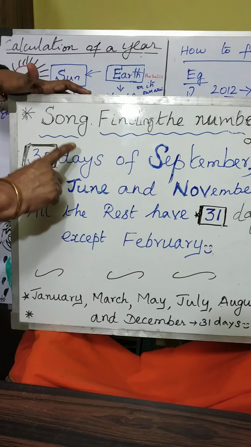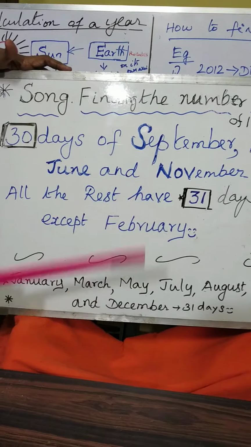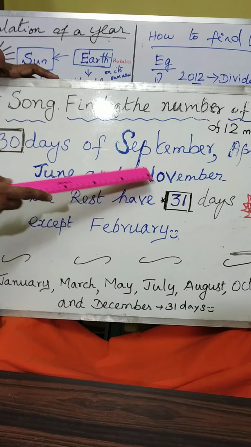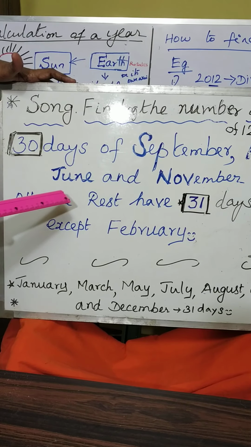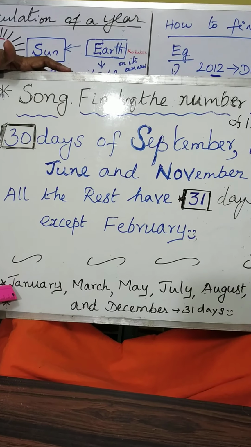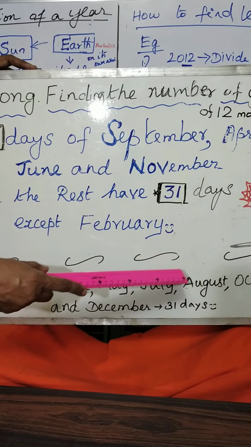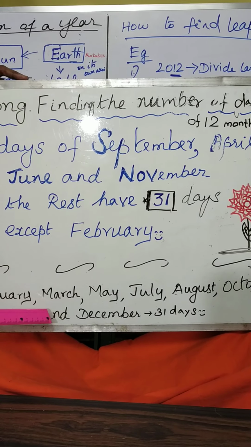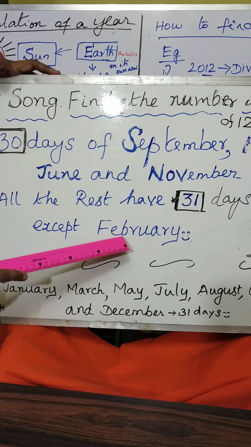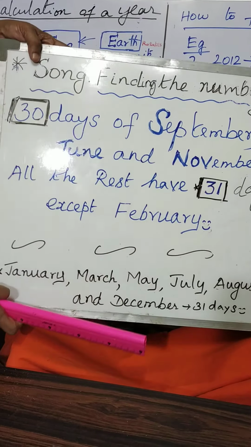Now, September, April, June and November, we have 30 days. All the rest have 31 days. The rest of the months given here are January, March, May, July, August, October and December. Now, except February. February, sometimes we have a leap year, sometimes we have an ordinary year. Let us see how it is.